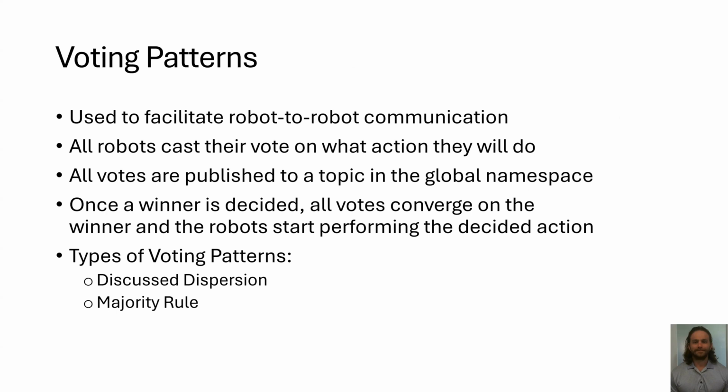The voting patterns are used to facilitate robot-to-robot communication. There's a node that each robot subscribes and posts to that will be a cast of their vote on what action they will do. This global namespace is published, and once a winner is decided, all votes will converge on the winner, and the robots will perform that decided action. The two different types of voting patterns are to discuss dispersion and the majority rule.